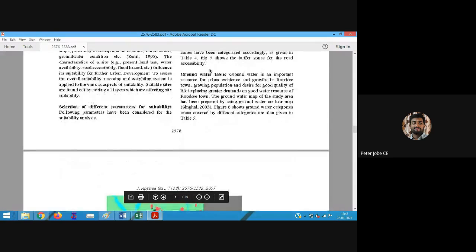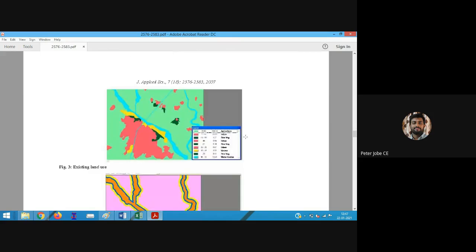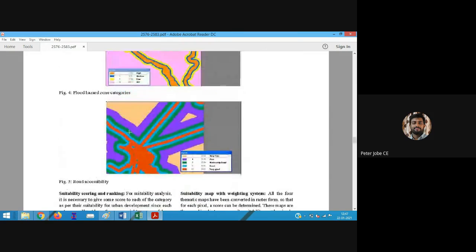And the next map prepared was the groundwater table. So groundwater is an important resource for urban existence and growth. In Roorkee town, growing population and desire for good quality of life is placing greater demand on the water resources of Roorkee town. The groundwater map of the study area has been prepared by using the groundwater contour map. Figure 6 shows groundwater categories. It is covered by different categories, also given in table 5. So we'll see what are all these, table 4 and table 5.